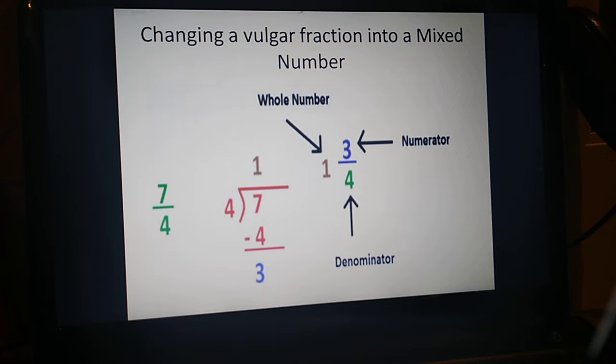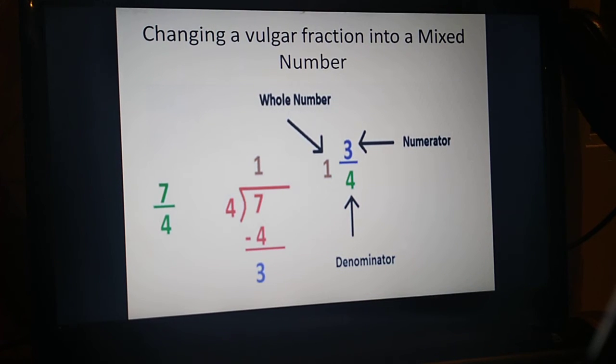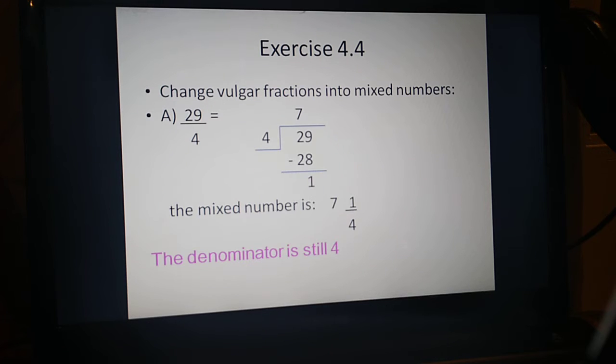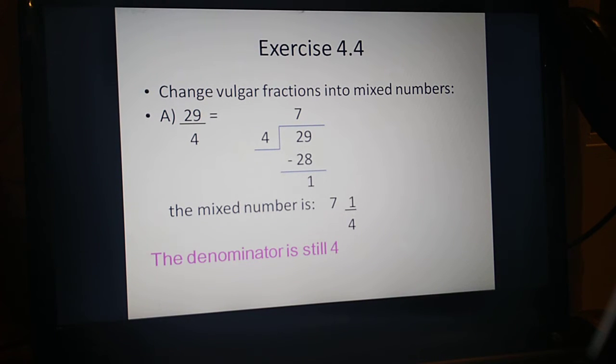Again, you divide the numerator by the denominator. The remainder is the new numerator, the answer is the whole number, and the denominator is the denominator. Okay? Let's try this. Exercise 4.4 says change this vulgar fraction into a mixed number. Part A wants you to change 29 out of 4.